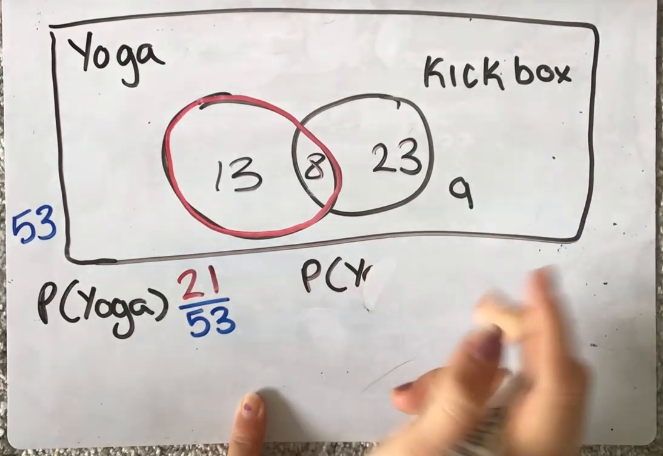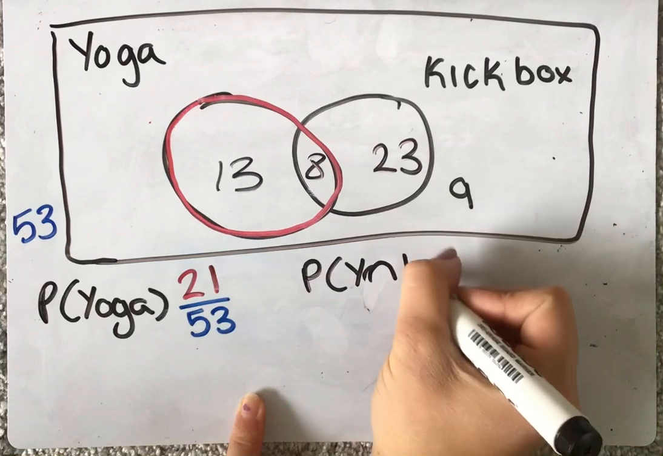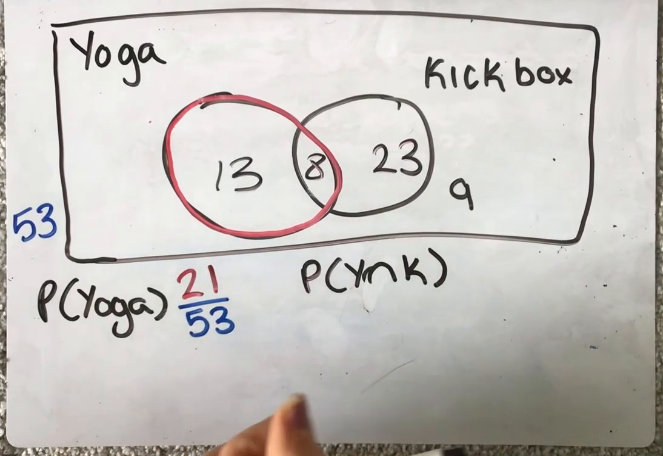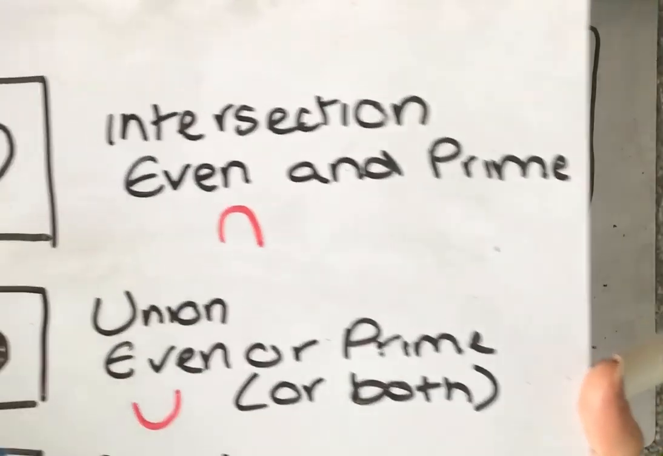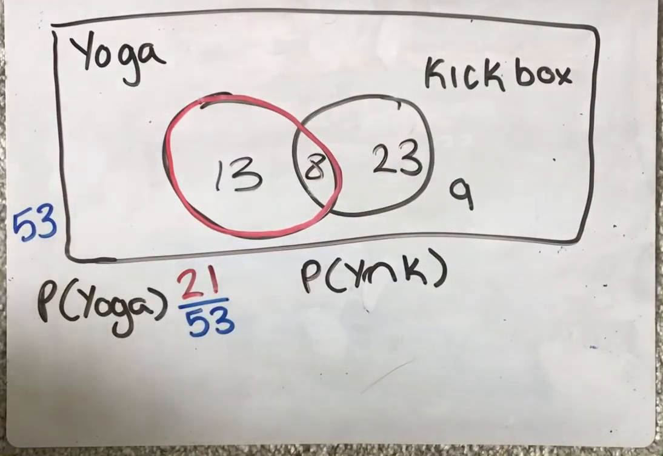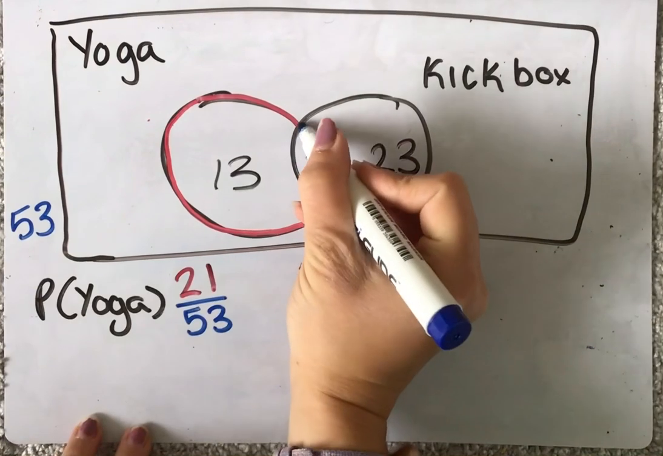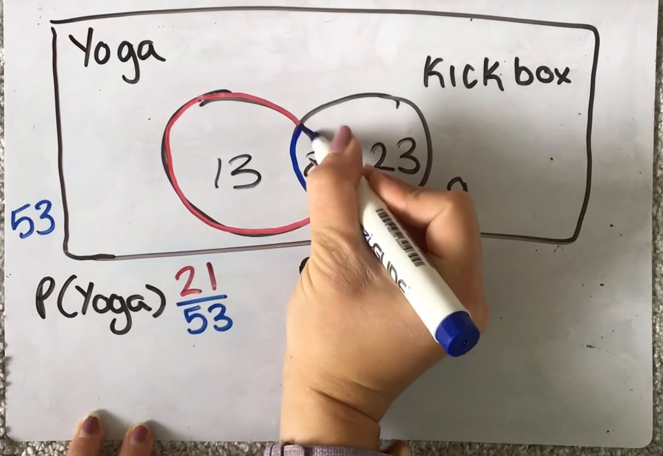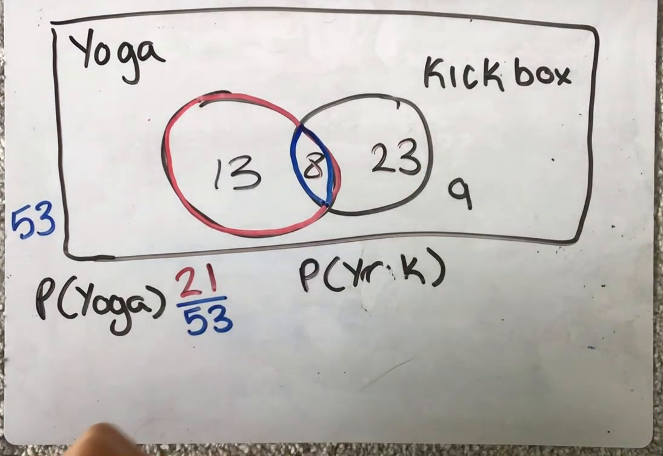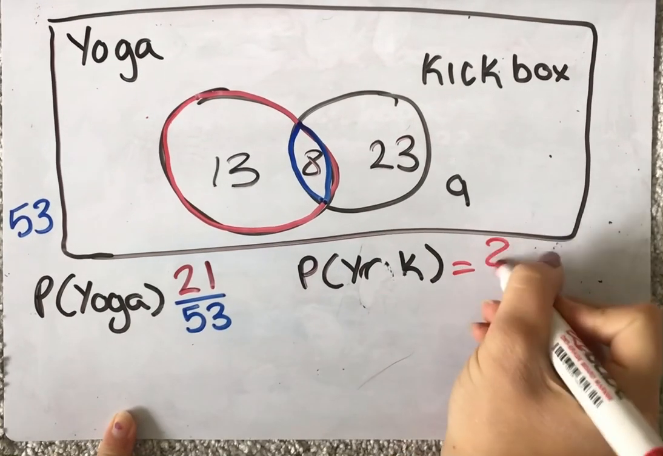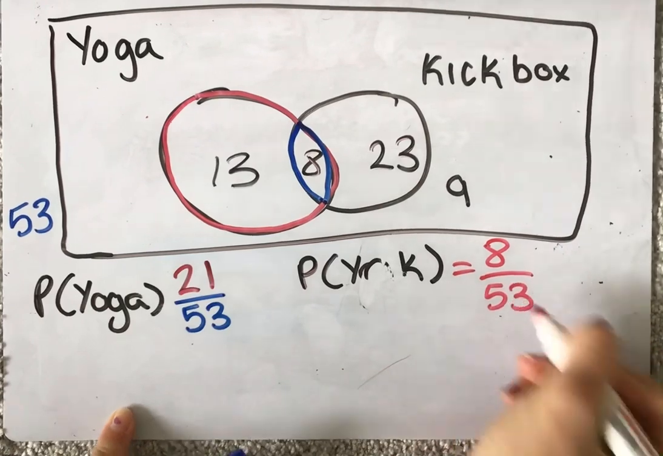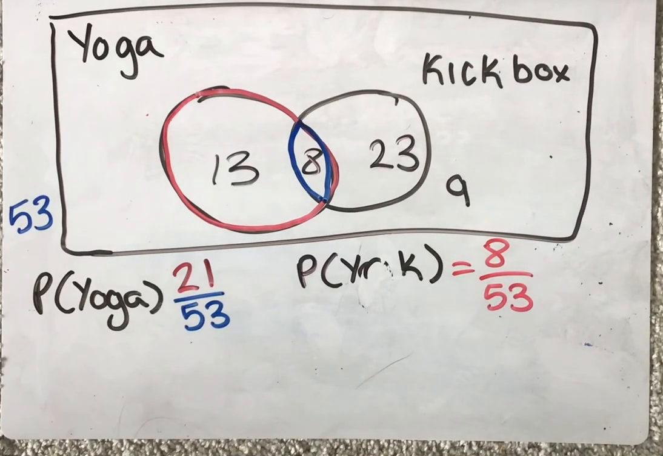Okay, then I might have the probability of yoga and kickboxing. Okay, so I've used that symbol that we said that means it's the intersection. Okay, it means it's the intersection, it's that bit in the middle. Okay, so this time I'm looking just at this bit here. Okay, and I can then just say that it's going to be 8 out of 53. Okay, I can look at some of the other ones.